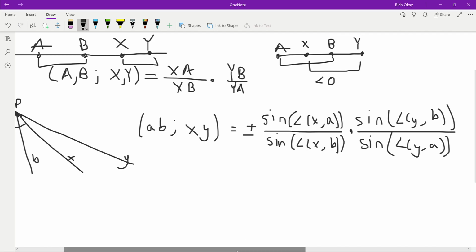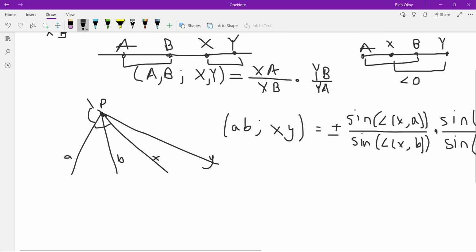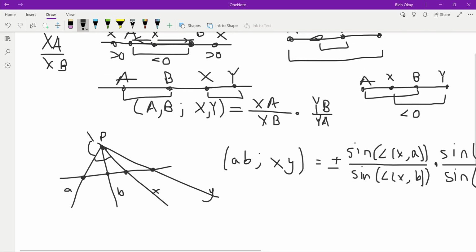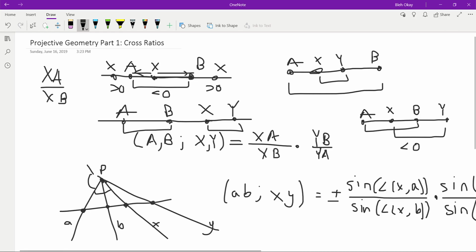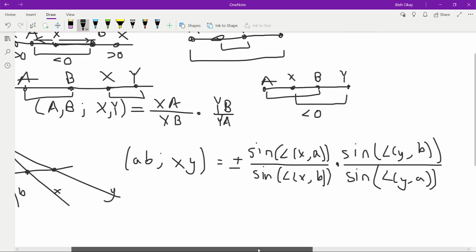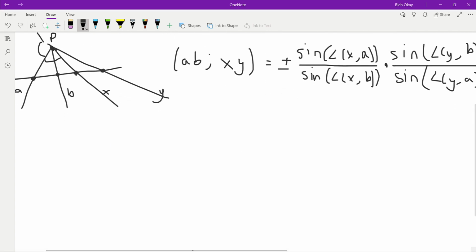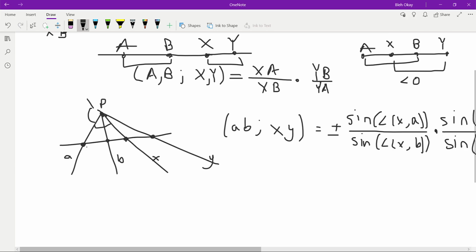The plus or minus essentially comes in as the same order here, right? So if I were to draw a line, and I say these 4 points are A, B, X, and Y, then the order of these points gives us the sign of this cross ratio. In particular, the sine is chosen for such a reason that these cross ratios will actually be equal.